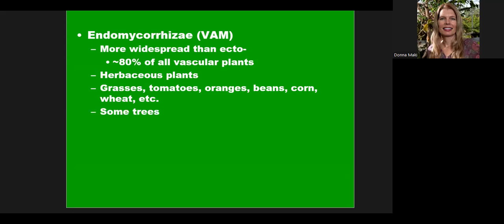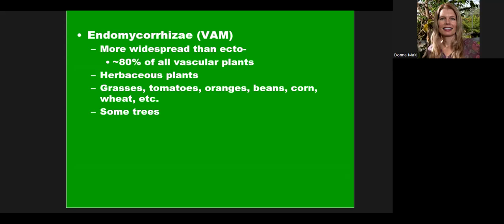There are some trees, especially tropical trees, that will have some of the endos hanging out. And one tree can have endomycorrhizal fungi hanging out with them and ecto, so they can form a relationship with both. So they are definitely more widespread. Unfortunately, they're not easy to find visually.